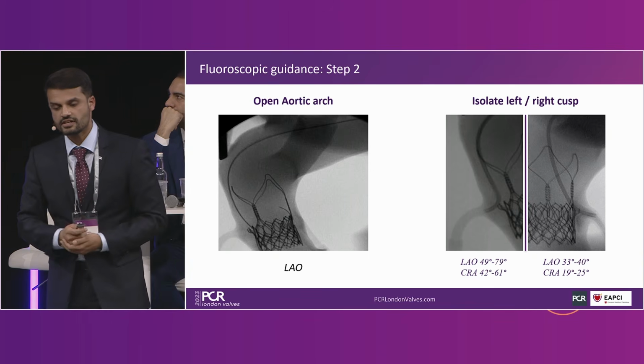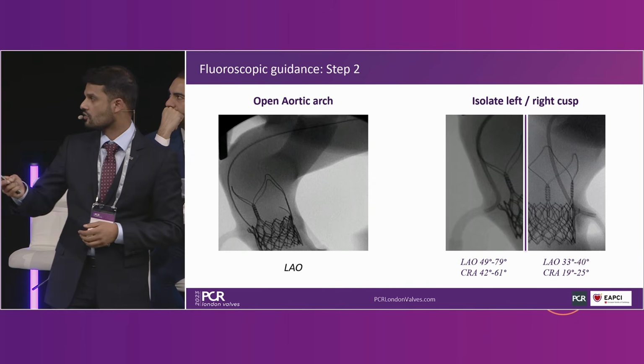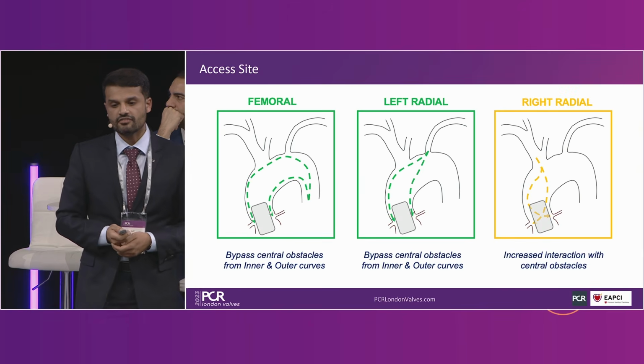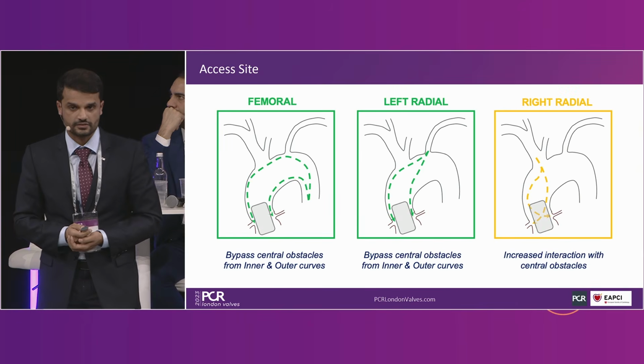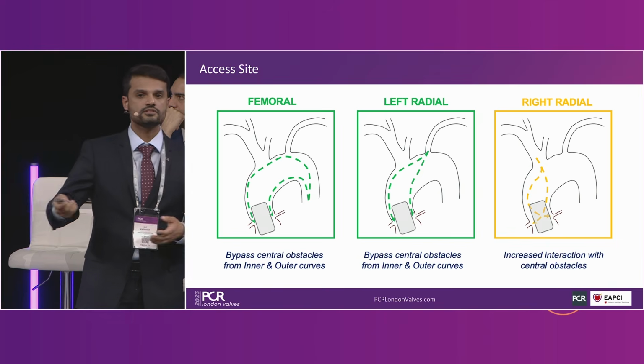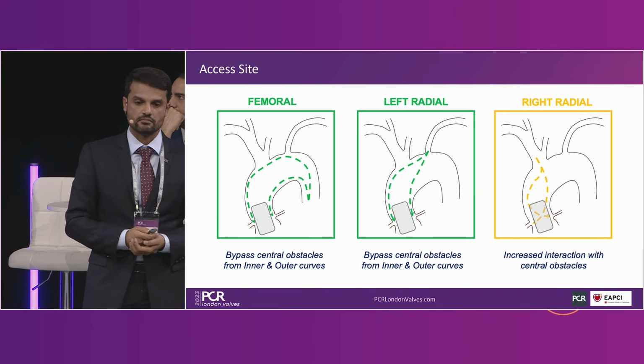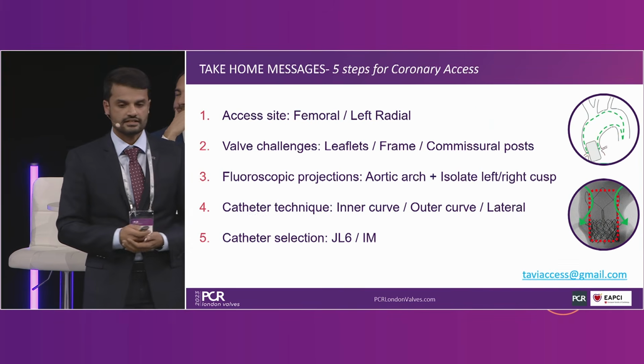And then Ollie, as you mentioned earlier, we can really isolate the cusp or the coronary that we want to go into. Of course, this is all time permitting. And finally, I think we should not ignore the access site that we go to, because certainly if you go femoral, it is much easier to access the inner and the outer curves, particularly in smaller roots, than a right radial approach.